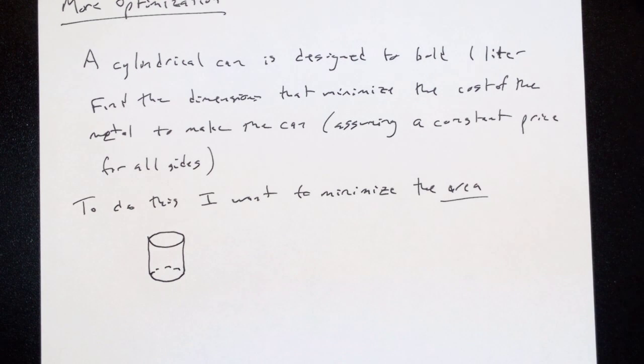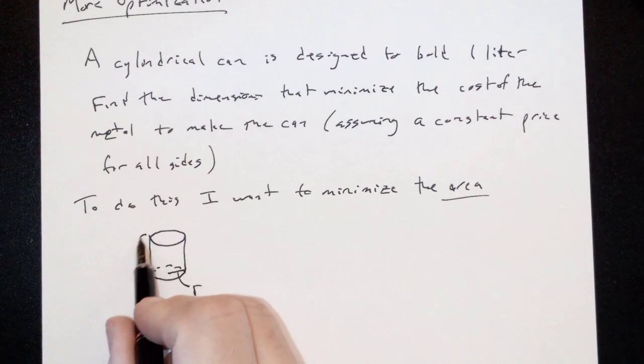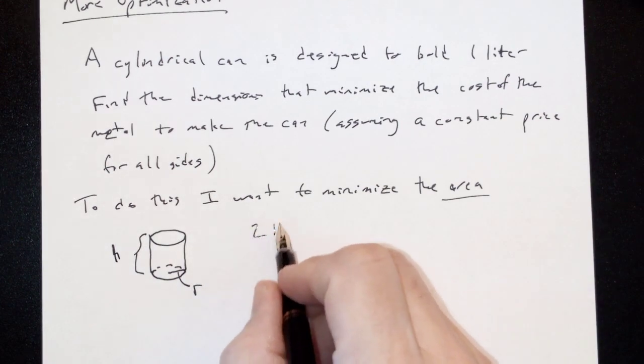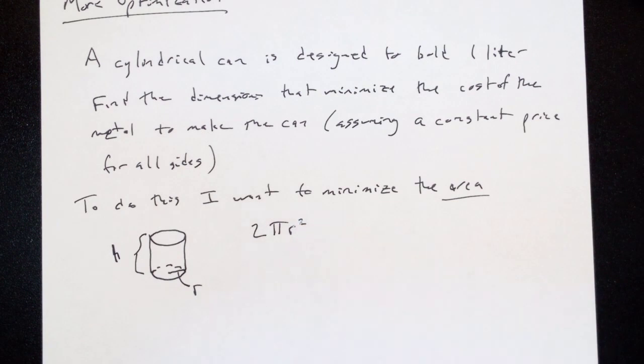And I need some dimensions for this cylinder. Let's label things that will help me for the area and the volume of a cylinder. Circle, I'm going to need a radius for a circle. And then the cylinder itself has a height. Great. The top and the bottom are circles, so I'm going to have 2 circles. The formula for the area of a circle is pi r squared.